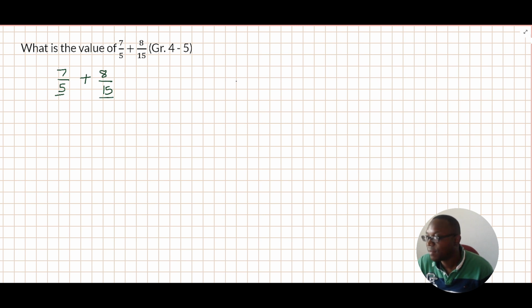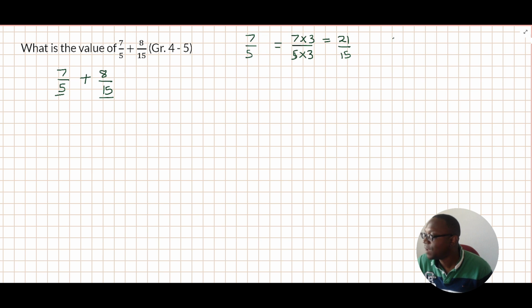Because we can see that 15 is a multiple of 5, that means our least common denominator is going to be 15. So the first step is to convert both fractions to equivalent fractions with a denominator of 15. We have 7 over 5, and we want a denominator of 15. So what do I need to multiply 5 by to get to 15? I'm going to multiply 5 by 3. So therefore, I'm also going to multiply 7 by 3. That gives me 21 over 15.